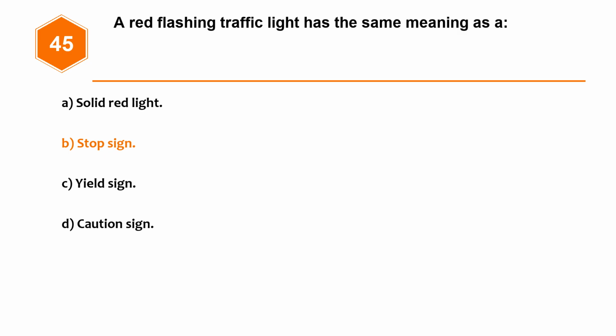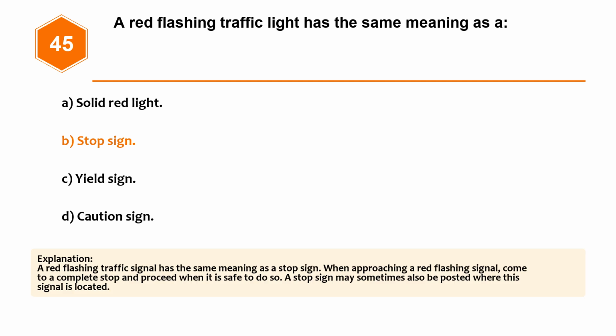The correct answer is option B. Stop sign. Explanation. A red flashing traffic signal has the same meaning as a stop sign. When approaching a red flashing signal, come to a complete stop and proceed when it is safe to do so. A stop sign may sometimes also be posted where this signal is located.